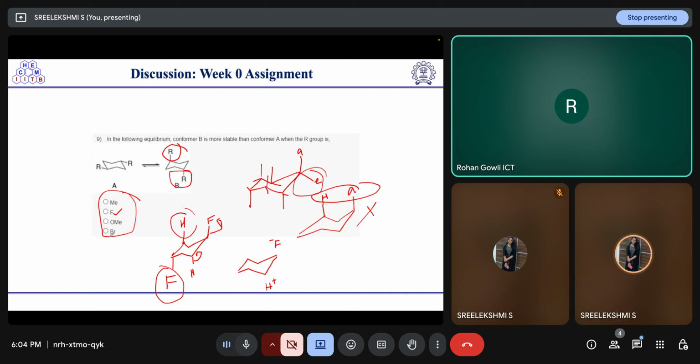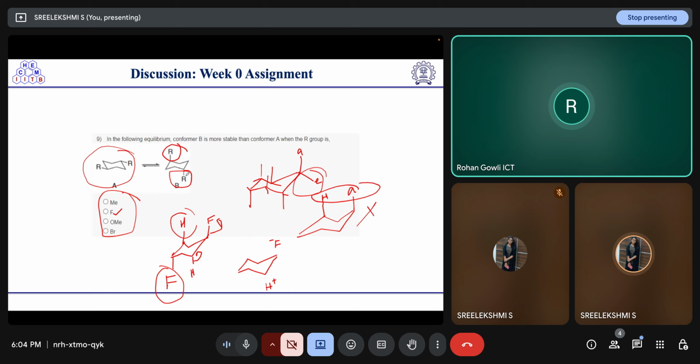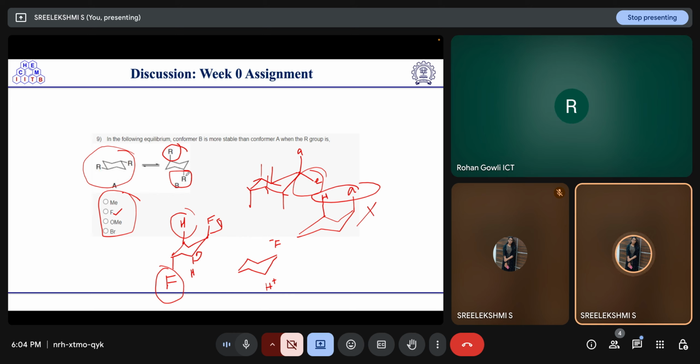Okay. So all other groups will be preferring to stay in this equatorial conformation, but only if it is fluorine, it will prefer to stay in this axial conformation because of this hyperconjugative effect due to the high electronegativity of fluorine. Okay. Got it. Yeah.